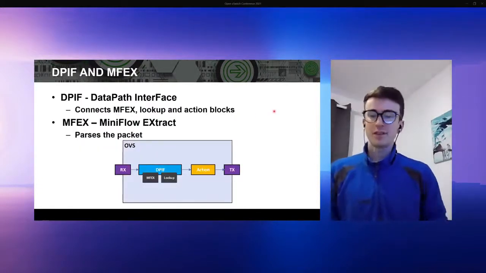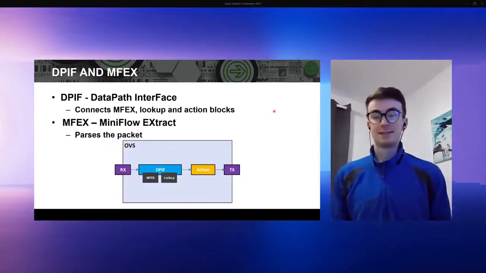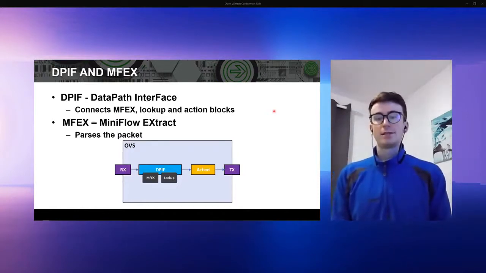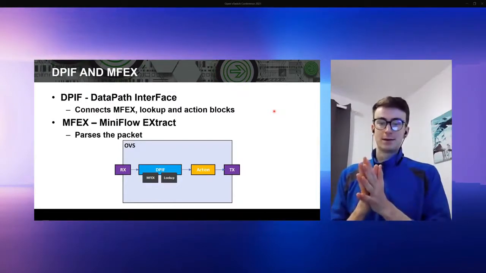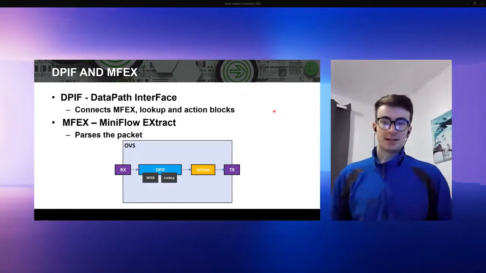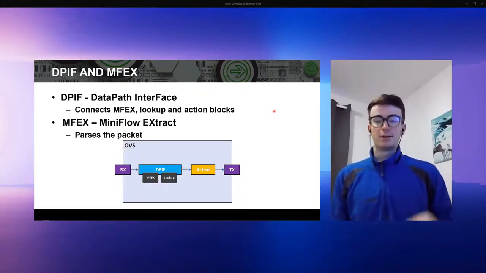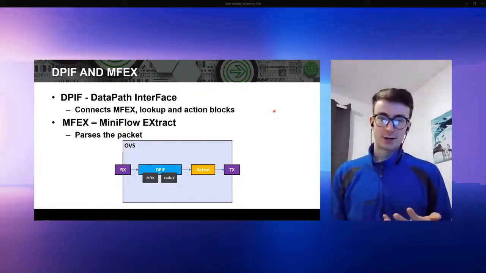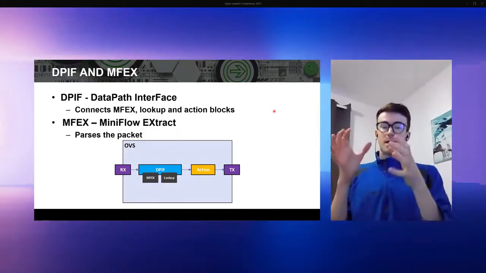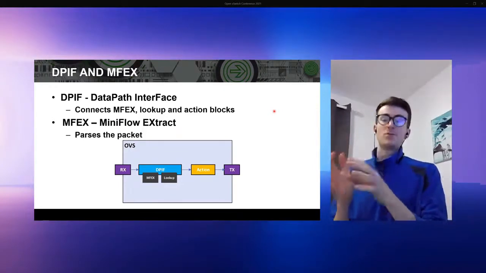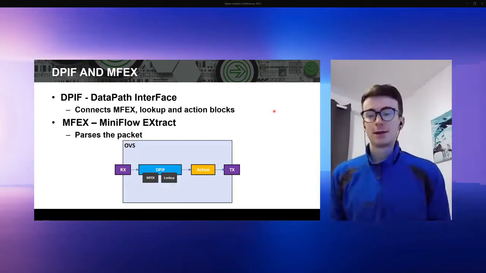So the first concept we need to understand is DPIF. DPIF stands for Datapath Interface, and this is the glue code that connects the different major blocks of the OVS Datapath together, such as MFEX or Miniflow Extract, lookup, and action. And the DPIF batches packets together and moves them from one stage to the next.